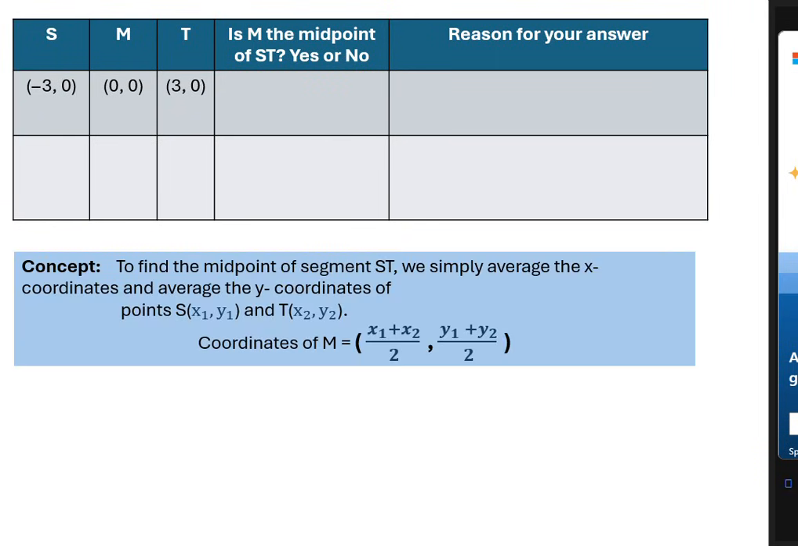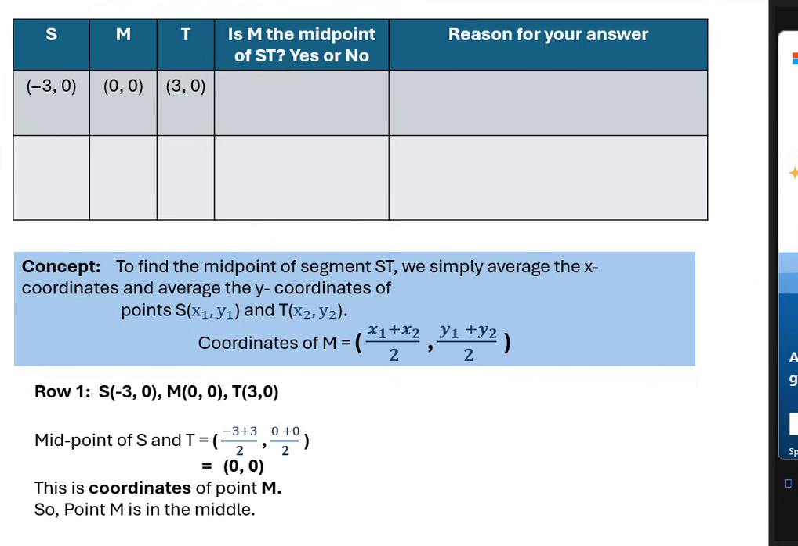How do we find the midpoint of S and T? S and T are the endpoints of a segment, and we have to check whether M is the midpoint. Whenever we have to find a midpoint, we use the formula of average. We are given the coordinates of S and T, which are x1, y1, x2, y2. So the formula will be x1 plus x2 divided by 2, comma, y1 plus y2 divided by 2. Let's apply this formula for the first row.